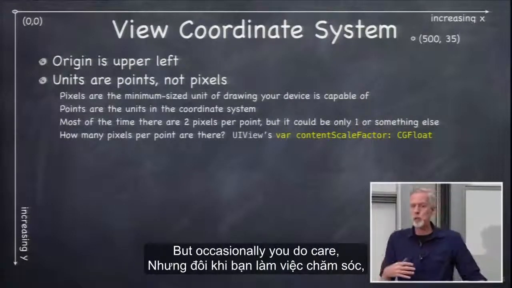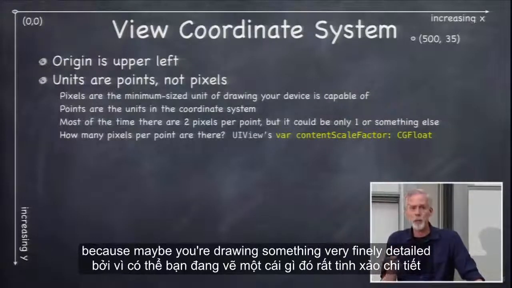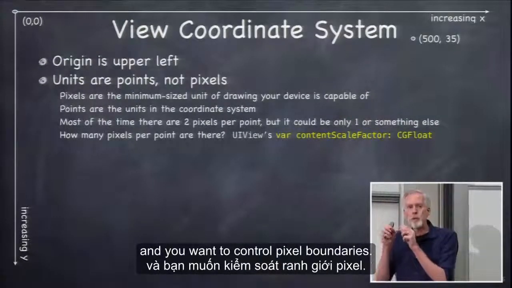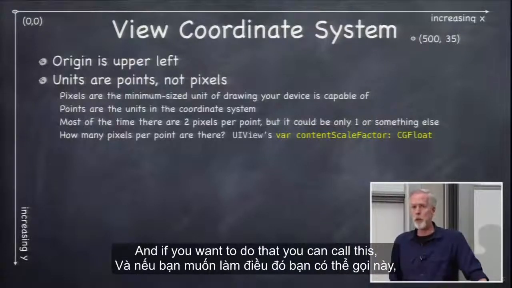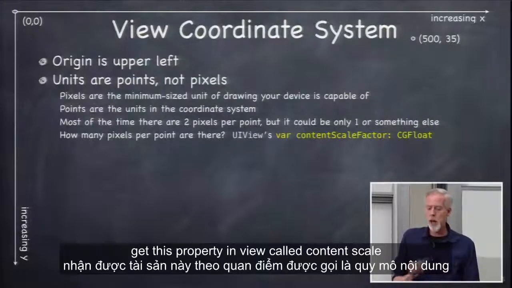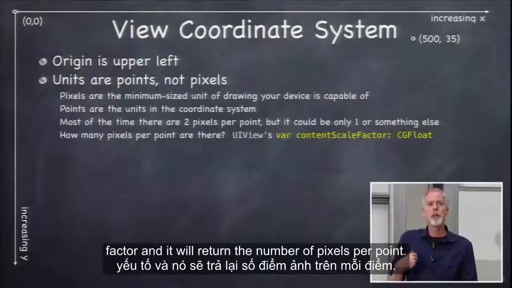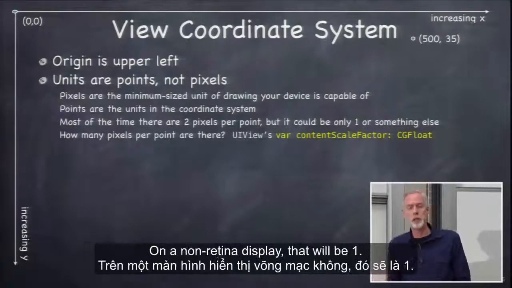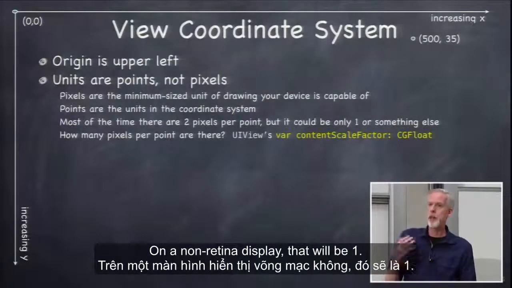But occasionally you do care because maybe you're drawing something very finely detailed and you want to control on pixel boundaries. And if you want to do that, you can get this property in view called content scale factor, and it will return the number of pixels per point. So on a retina display, that's going to be 2. On a non-retina display, that will be 1.